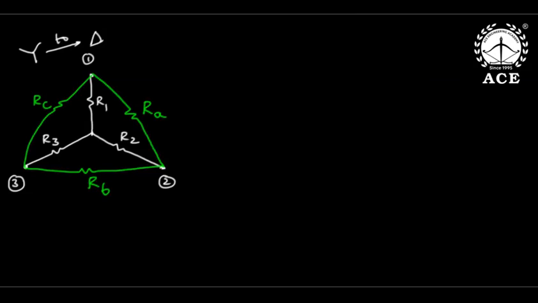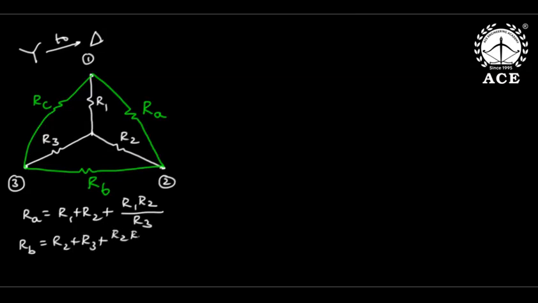Now first, where is RA? RA is here. This RA will be the sum of these two, that is R1 plus R2, plus the product R1 R2 by the opposite. What is opposite? R3. Similarly, where is RB? RB is here. First the sum of these two, that is R2 plus R3, plus the product R2 R3 by the opposite, which is R1. Finally RC. Where is RC? Sum of these, R3 plus R1, plus R3 R1 by the opposite, which is R2.